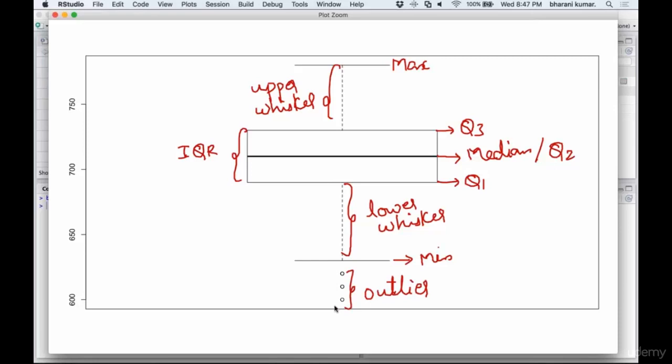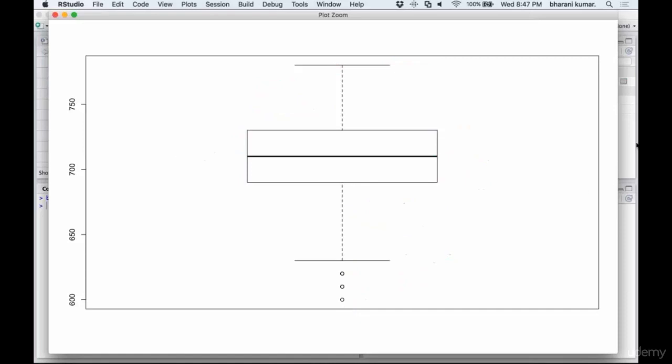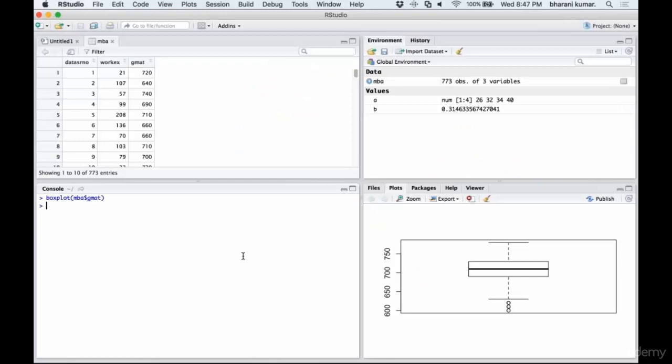Can we label these outliers using R code? Of course, you can do that. All right. So this is a simple box plot. Can I have outliers even towards the upper extreme? Oh yes.